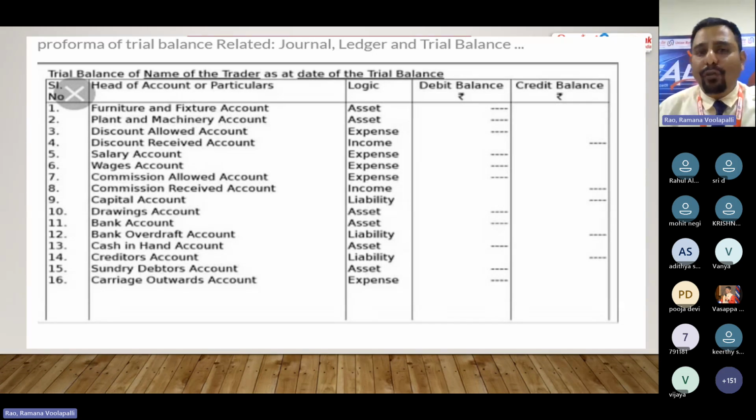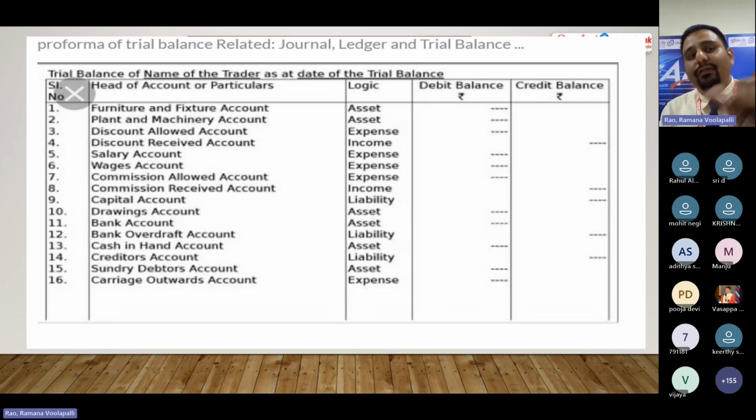This is the proforma of what? Trial balance. This is the proforma of the trial balance which I shared yesterday. So I told you the rule you have to remember: all expenses, losses, and assets will be debited. All expenses, losses, and assets will show the debit balance. All income, gains, or liabilities will show the credit balance. Okay, so this is the proforma.